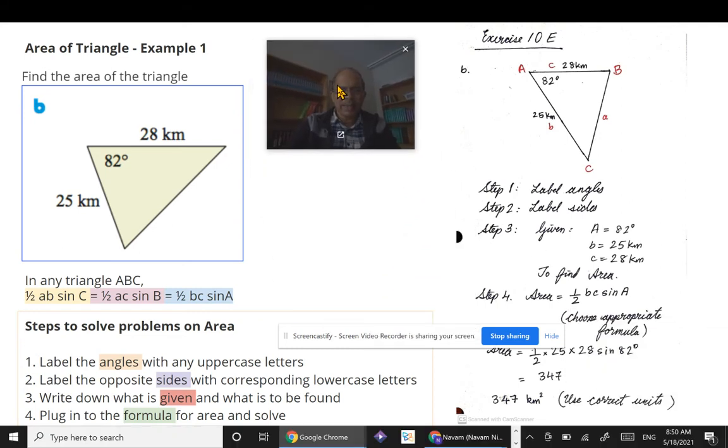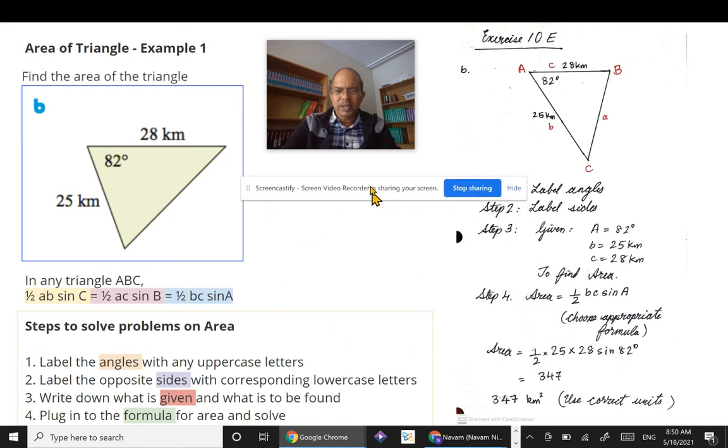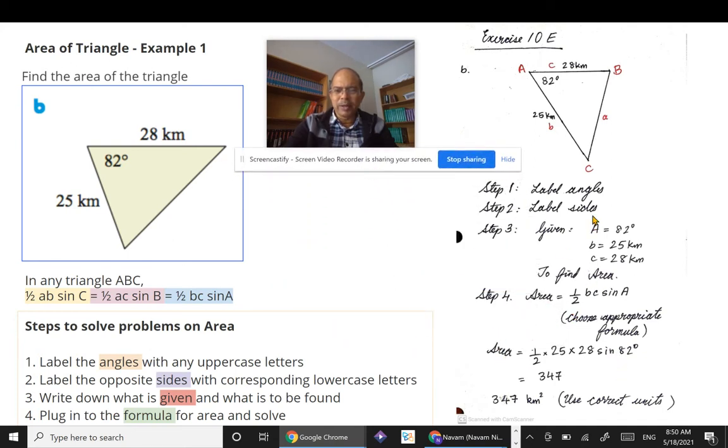And so when we do that, you can see we first label the triangle, and it doesn't matter which order you use or which letters you use. But whatever letters or order you use, make sure that the opposite sides are labeled with the same letter. Step 3, write what's given and what's to be found. Step 4, use the formula that's appropriate for what's given.